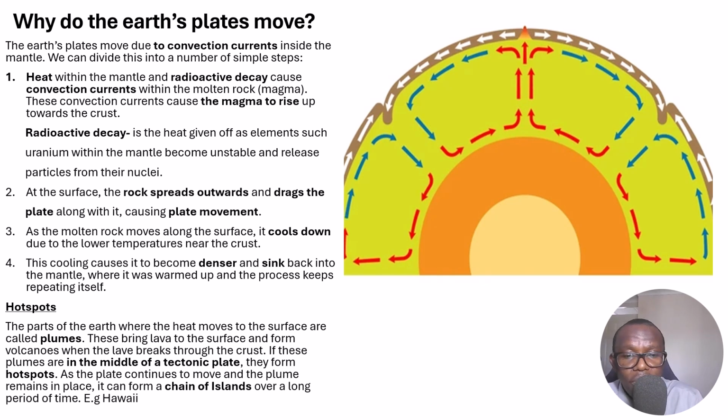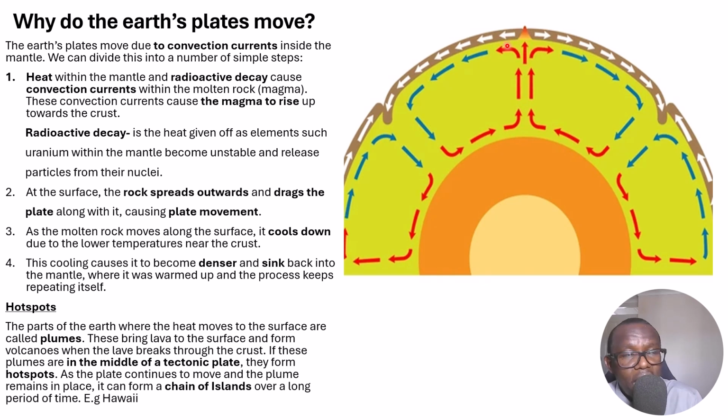Now, just for the purpose of our knowledge, radioactive decay is the heat that is given off as elements such as uranium within the mantle become unstable and release particles from their nuclei. Okay, so if we look at this diagram here, we can see that as that heat is being transferred through the mantle and through the convection currents, the magma rises up to the surface. So it gets up to the crust here.